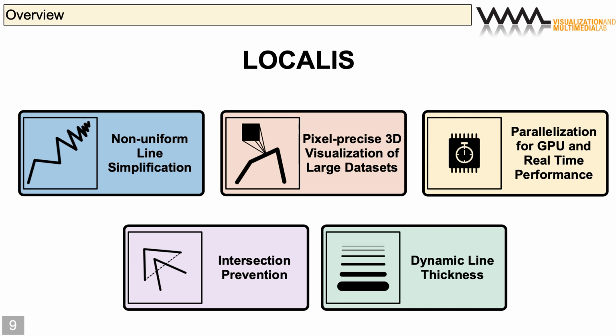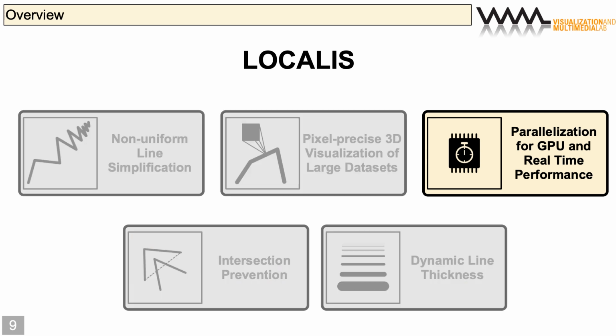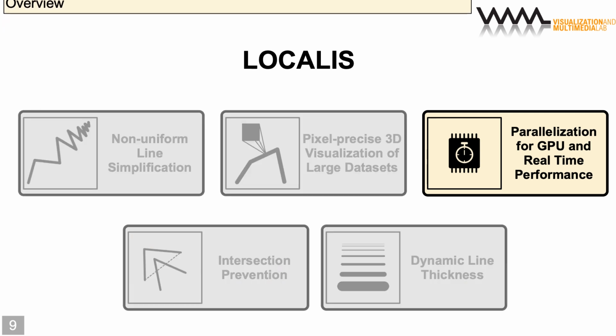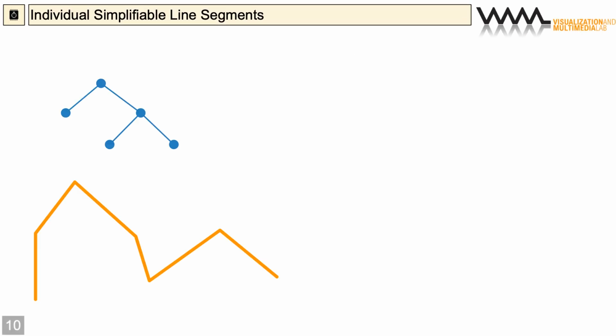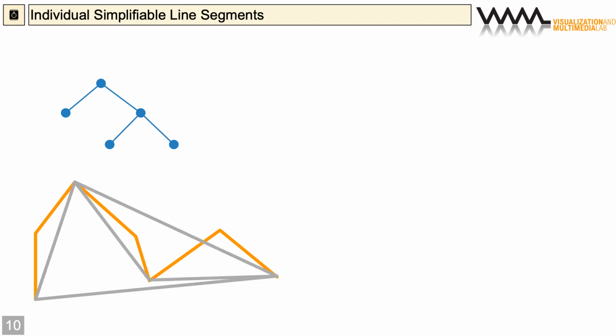Now I explain how we parallelized our algorithm to run efficiently on the GPU. Direct access to the vector data on the GPU is a benefit. However, it is not possible to traverse trees redundantly for each pixel in real time. In order to make simplification possible in real time, we first create a set of all possible line segments that can emerge during the refinement process.